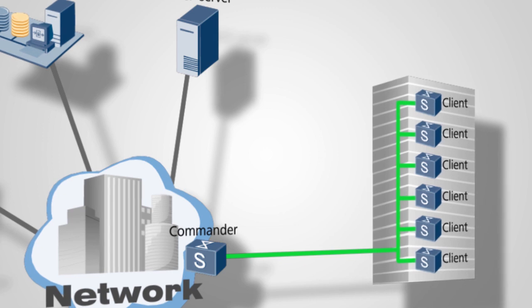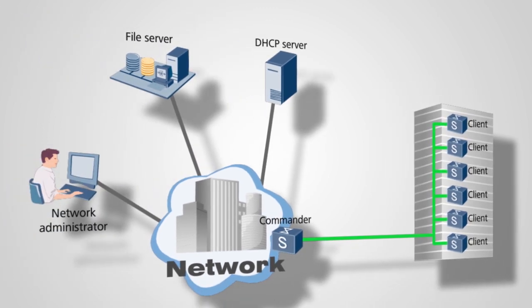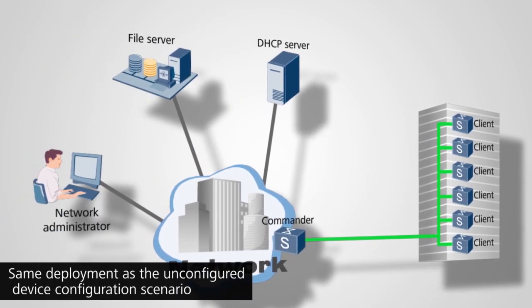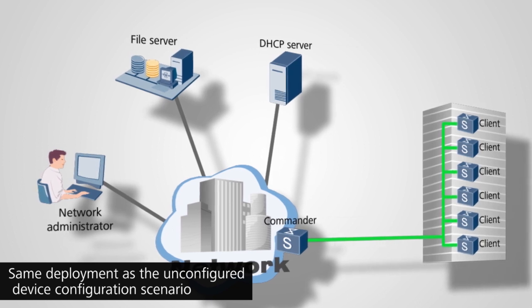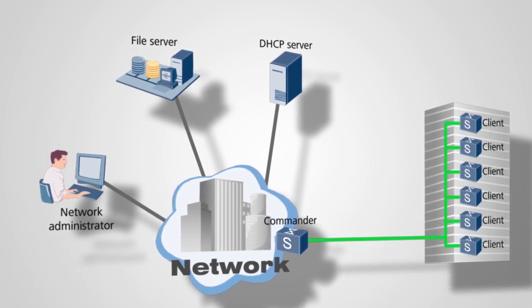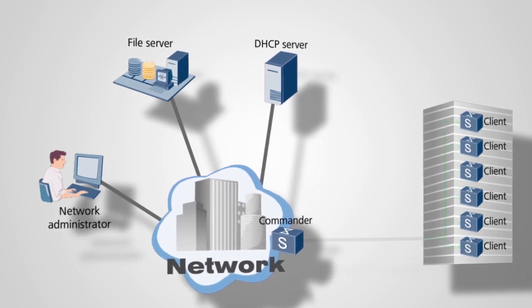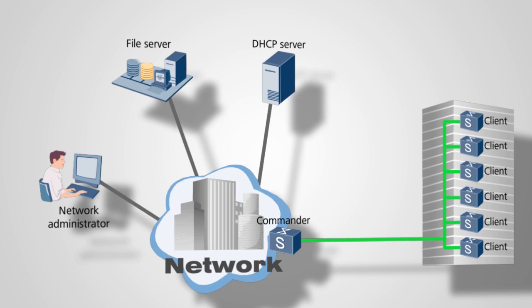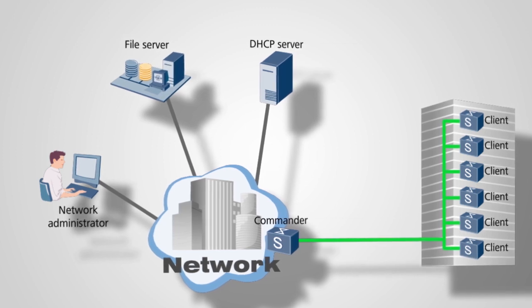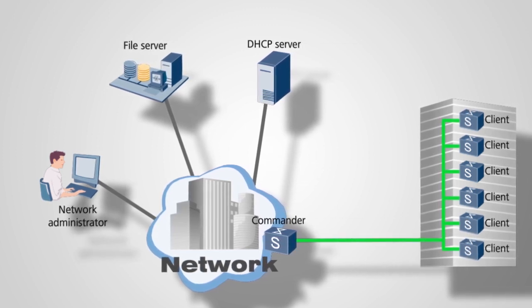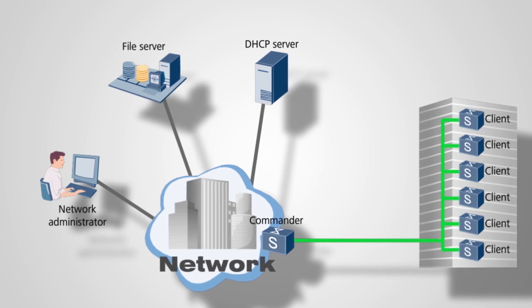Step 1. Deploy the commander and the file server. They provide the same function as they do in the unconfigured device configuration scenario. Step 2. Specify the commander's IP address on the clients to enable them to communicate with the commander. Step 3. Issue the upgrade instructions to the clients on the commander. The clients then start the batch upgrade process.